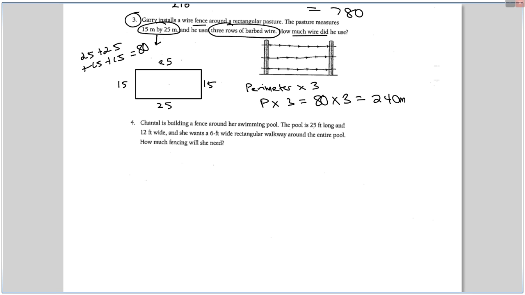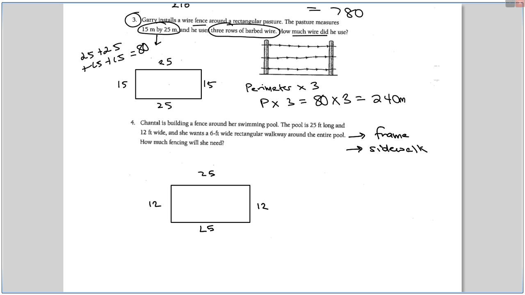Chantal is building a fence around her swimming pool. The pool is 25 feet long and 12 feet wide. So draw a rectangle, 25, 25, 12, 12. She wants a 6 feet wide rectangular walkway around the entire pool. Okay, so that's like a frame on a picture, or like a sidewalk on a road. So basically you just need to draw another rectangle on the outside of the pool.